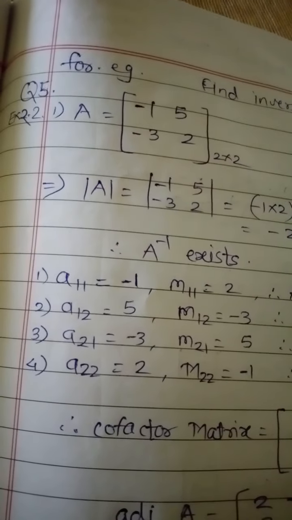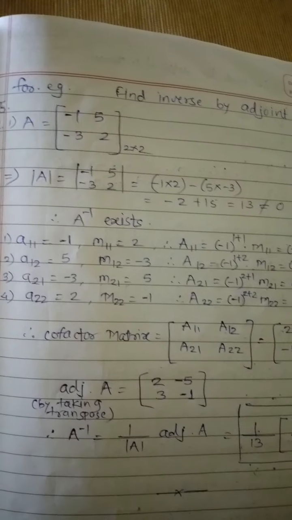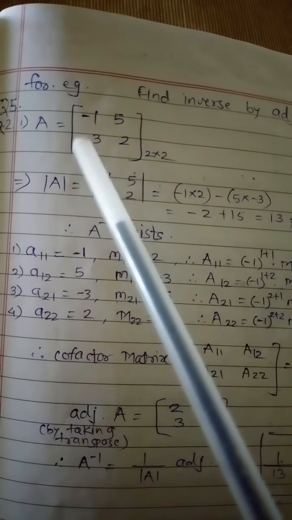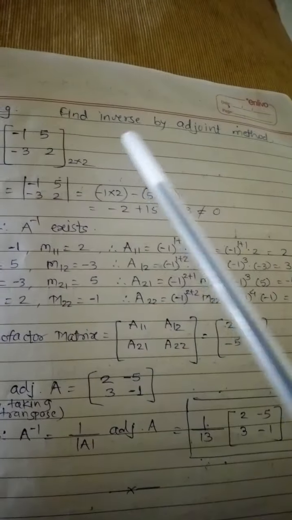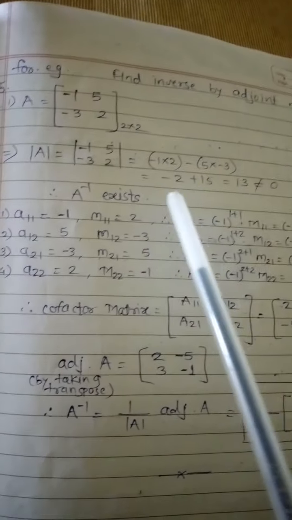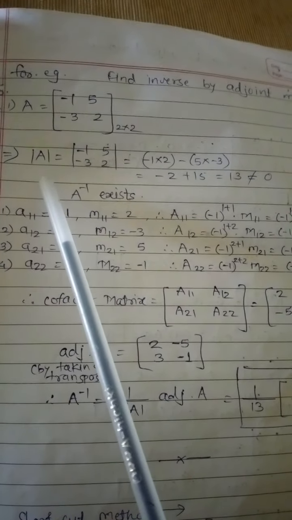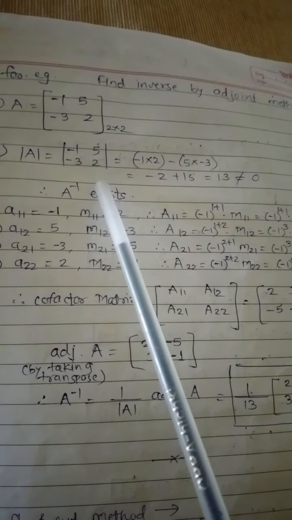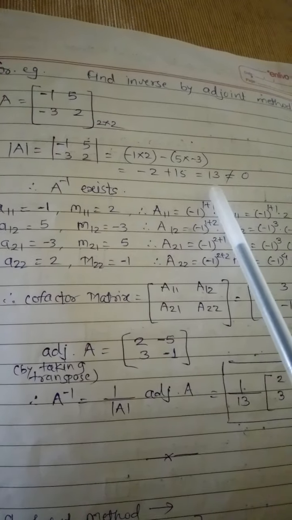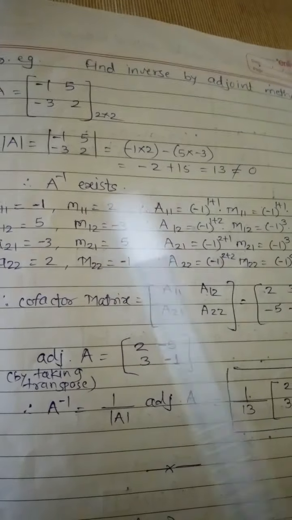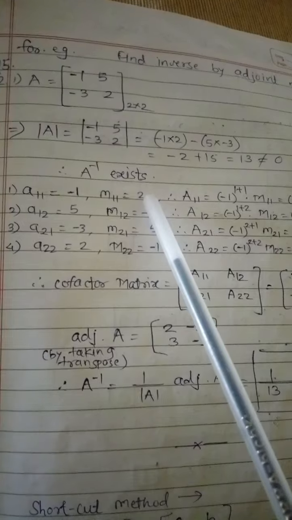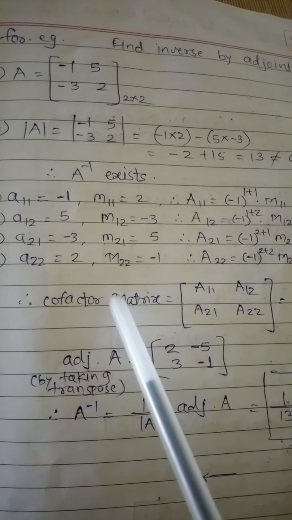Here in question number 5, we are given A equals minus 1, 5 and minus 3, 2. This is a matrix of order 2 by 2, and now we have to find the inverse by the adjoint method. Before finding the inverse, the first step is always to find the determinant of A, and it should not be equal to 0. By finding it we get the answer 13, so it is not equal to 0, so A inverse exists. After that we have to find the minors and cofactors.